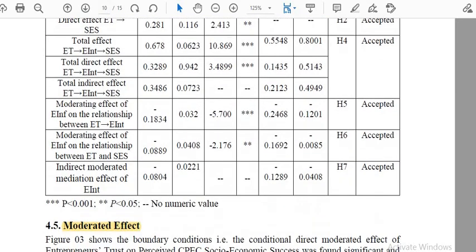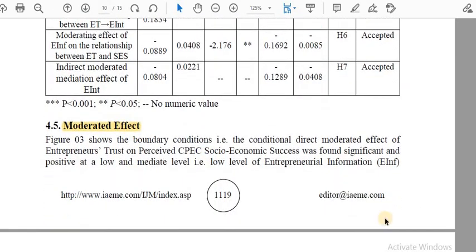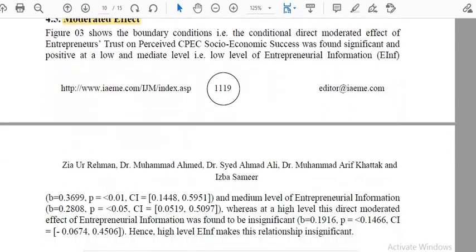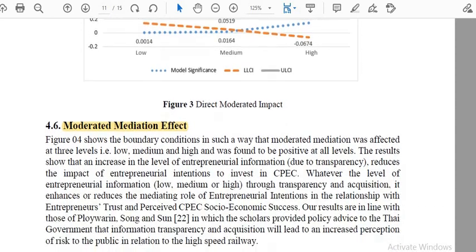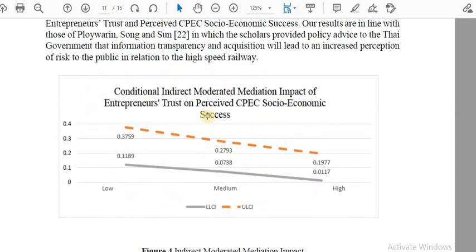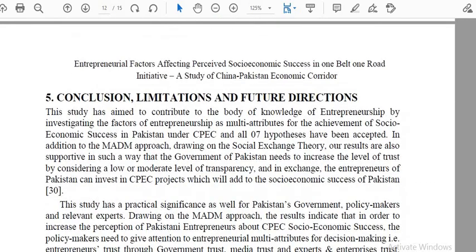After this table I have some moderated effects and the figure for the moderated effect. Then there is a moderated mediation effect, and I have shown a figure for the moderated mediation effect. All these tests I performed by using SPSS.